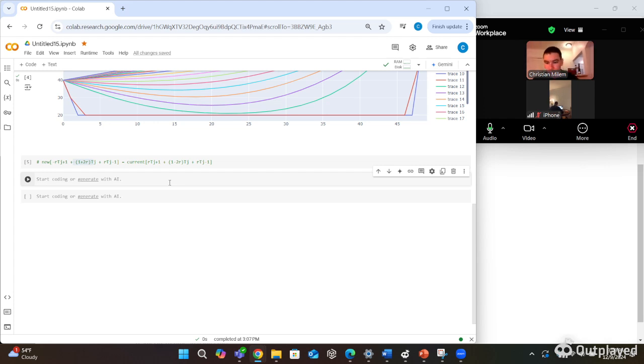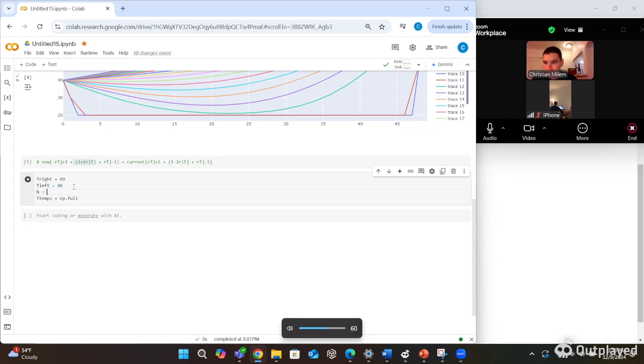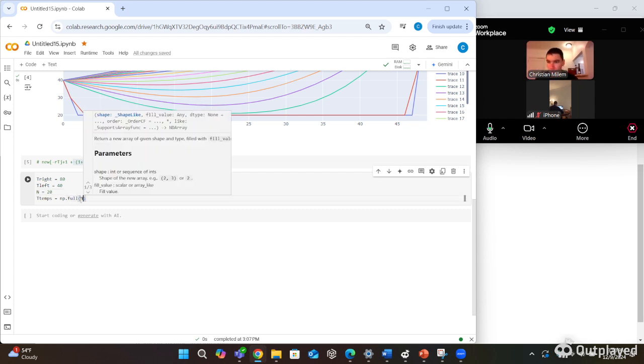So let's actually get down to the coding part. So we're going to set our temperature values for our right side and our left side. So right is going to be our 80-degree one. And our left side is going to be 40 degrees. We need our actual bar. So that's going to be np.full. Oh, and we want 20 discretizations. I want 20 of these, and we all want the values to be 20.